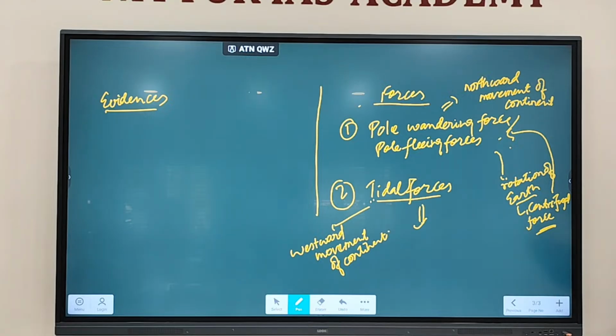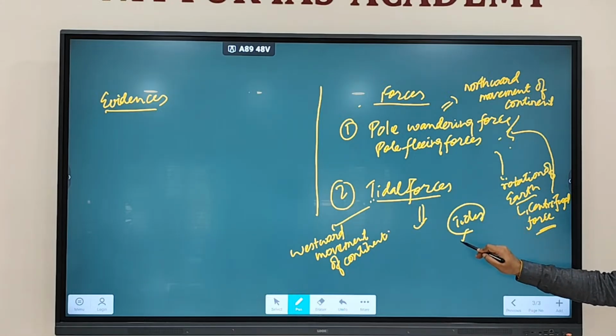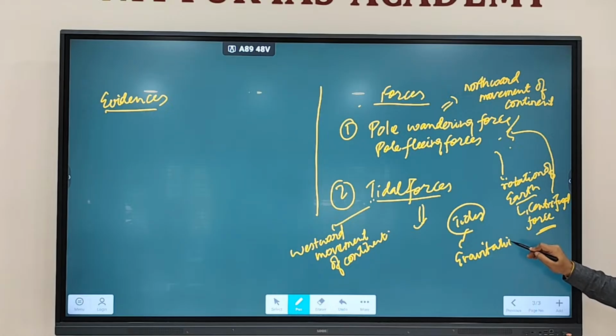So let's say this is a continent. Now what will happen? One part is trying to move north. So when one part tries to move north, breakage will happen. This is the reason why Pangaea got broken into Angara land and Gondwana land. So he's talking about these forces. Clear? Secondly, tidal forces. You know that tides are generated due to what? Due to the gravitational attraction of the moon and sun.